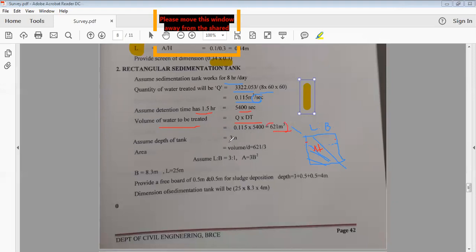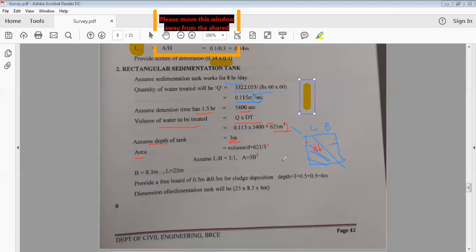Consider this much depth and you will get the area. You divide this volume by the depth, assuming the depth of the tank is 3 meter. You have studied this: removal efficiency is independent of depth. In a sedimentation tank it only depends on length. So we just assume 3 meter of depth, it doesn't require more than that. We divide volume by depth, then we get the area.